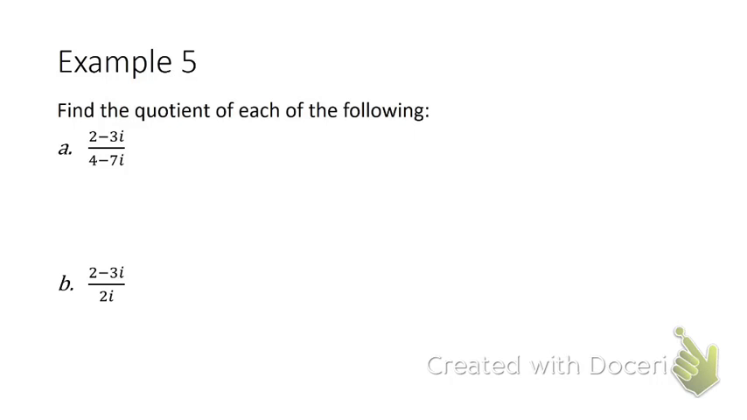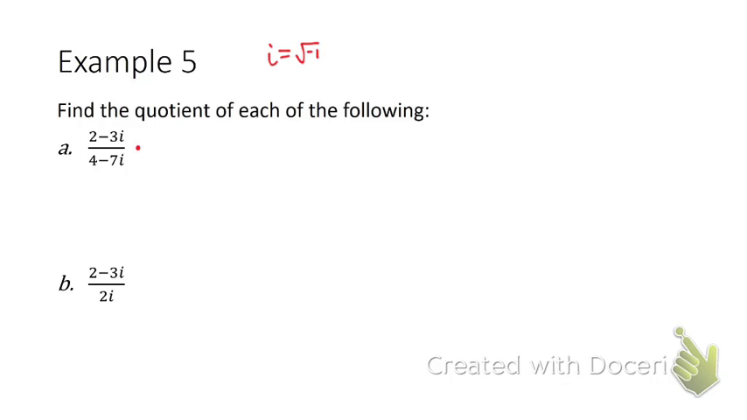So, for example 5, remember, i is equal to what? Yeah, i is the square root of -1. So technically on A, I have 4 minus 7 times the square root of -1 on the bottom, don't I? But can we have a radical on the bottom of our fraction? No, so we have to get rid of it. And we get rid of it, remember, from before, by multiplying by its conjugate when there are two terms like there is in A.